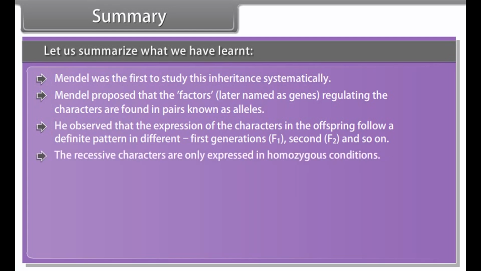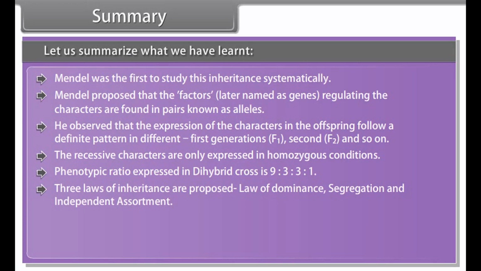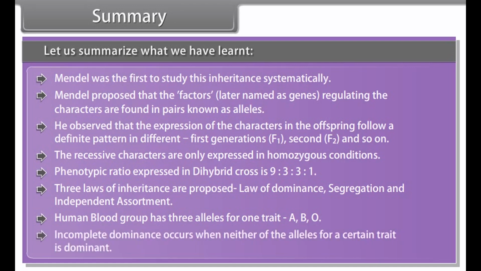The recessive characters are only expressed in homozygous conditions. Phenotypic ratio expressed in dihybrid cross is 9:3:3:1. Three laws of inheritance are proposed: law of dominance, segregation, and independent assortment. Human blood group has three alleles for one trait, A, B, O. Incomplete dominance occurs when neither of the alleles for a certain trait is dominant.